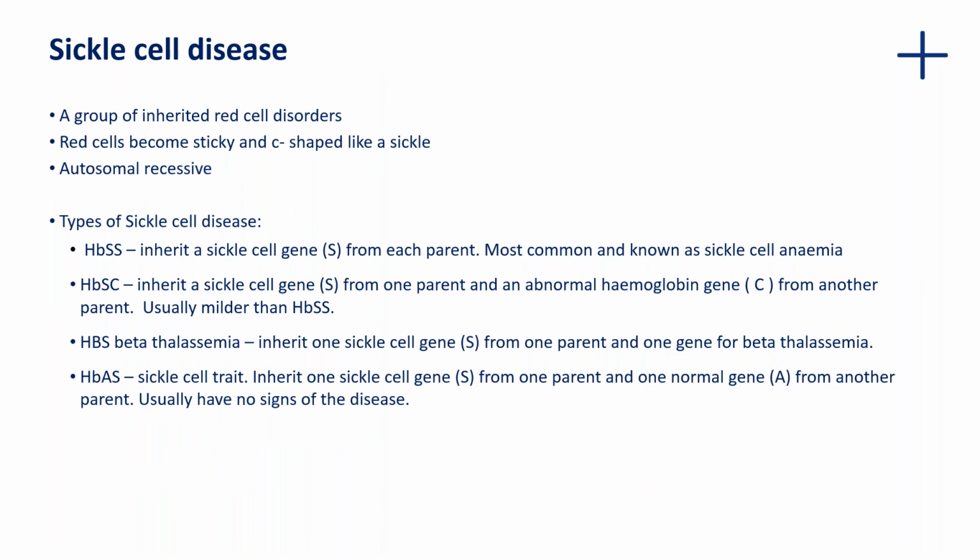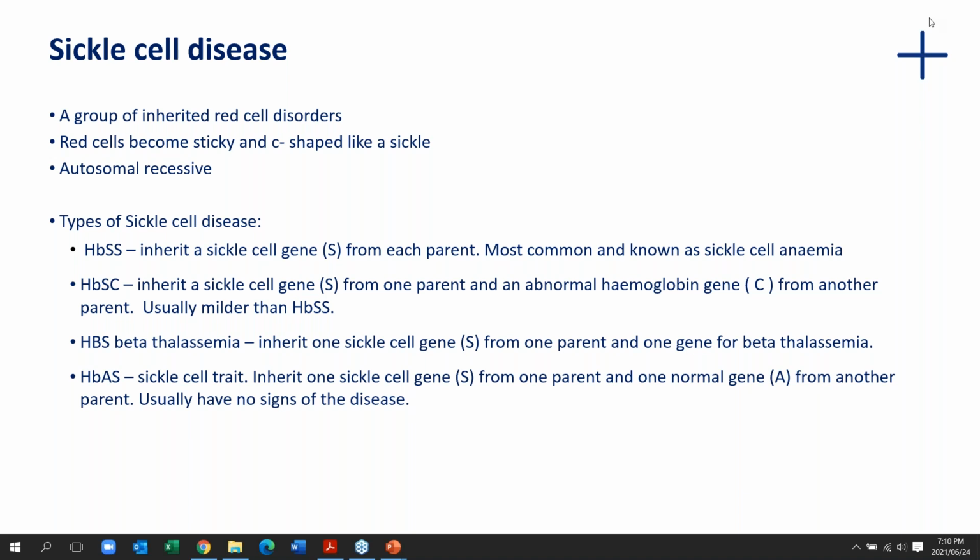Sickle cell disease is a group of inherited red cell disorders where the red cells become very sticky and C-shaped, like the farm implement, the sickle. And they're inherited in an autosomal recessive fashion. There are a number of types of sickle cell disease depending on which genes are inherited. The first type is the HBSS, where the inheritance is a sickle cell gene, the S gene, from each parent. This is the most common type of sickle cell disease and is known as sickle cell anemia.